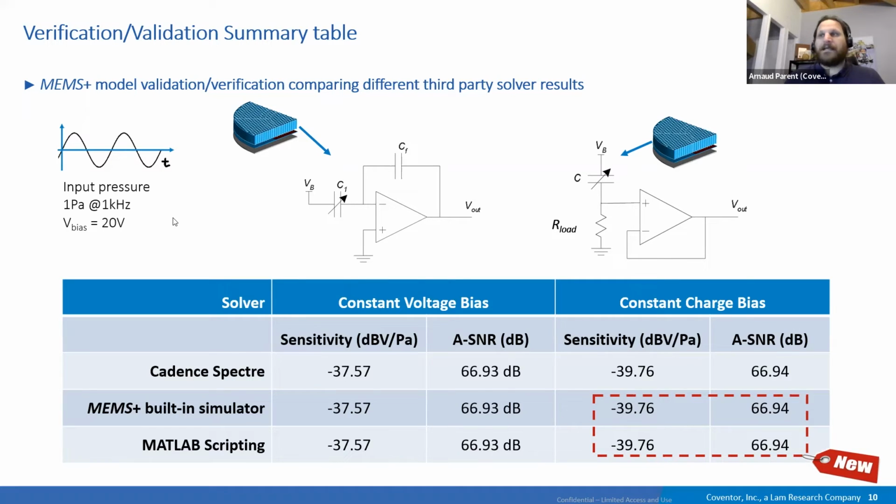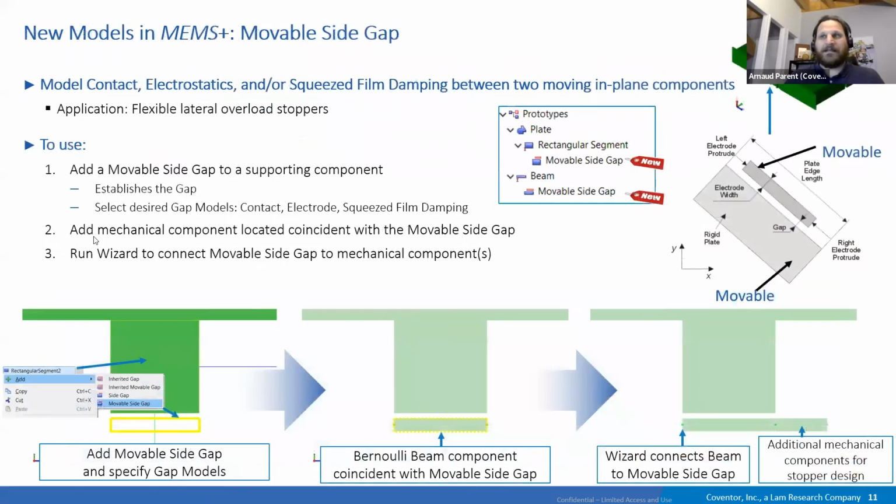The other feature that has been added for this version is called movable side gap. Basically, it's a possibility to add models in plane, between two electrodes that are in plane, and both can move. The models you can add are contact, electrostatic, and squeeze film damping.